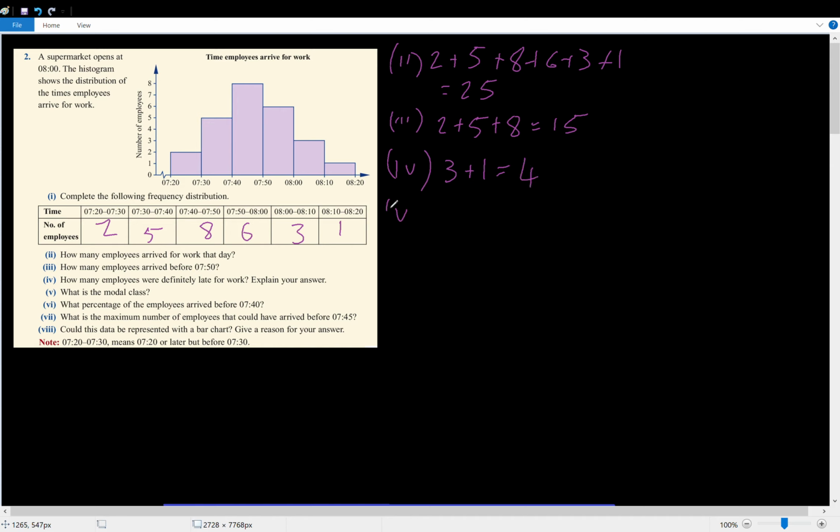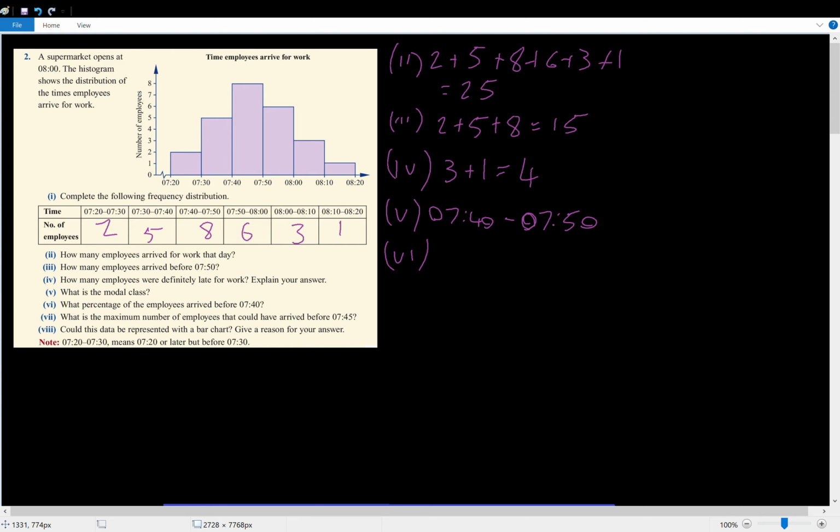For part 5, we're asked what is the modal class? In other words, what is the time interval where the most people arrive for work? And that is clearly the tallest of the rectangles here, which is between 0740 and 0750. There. So that's our modal class.